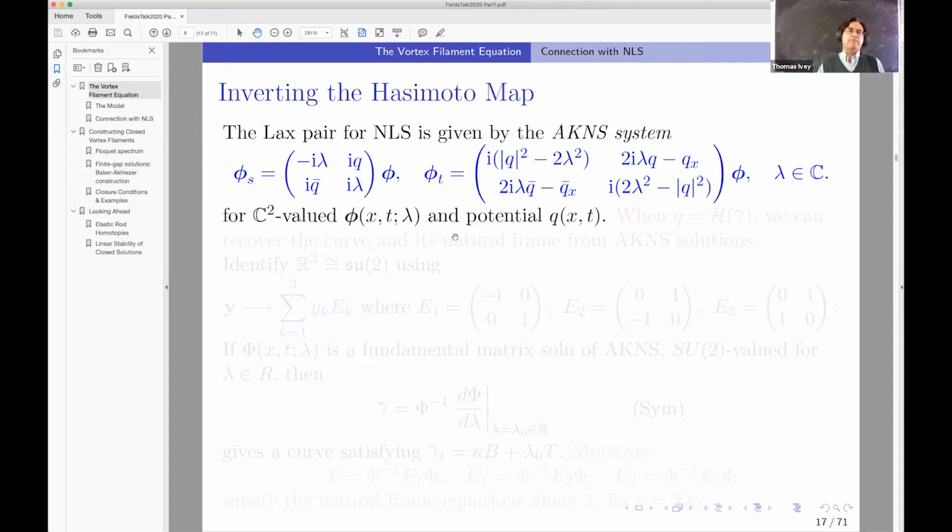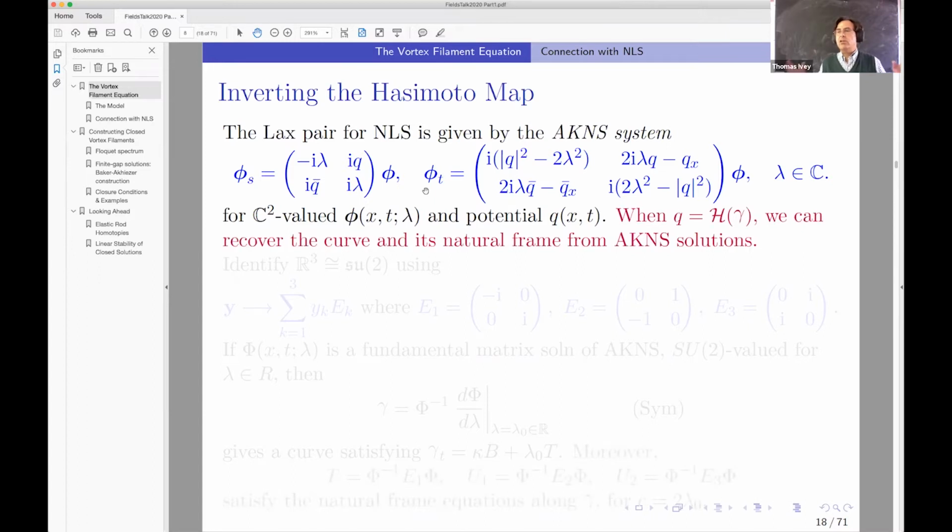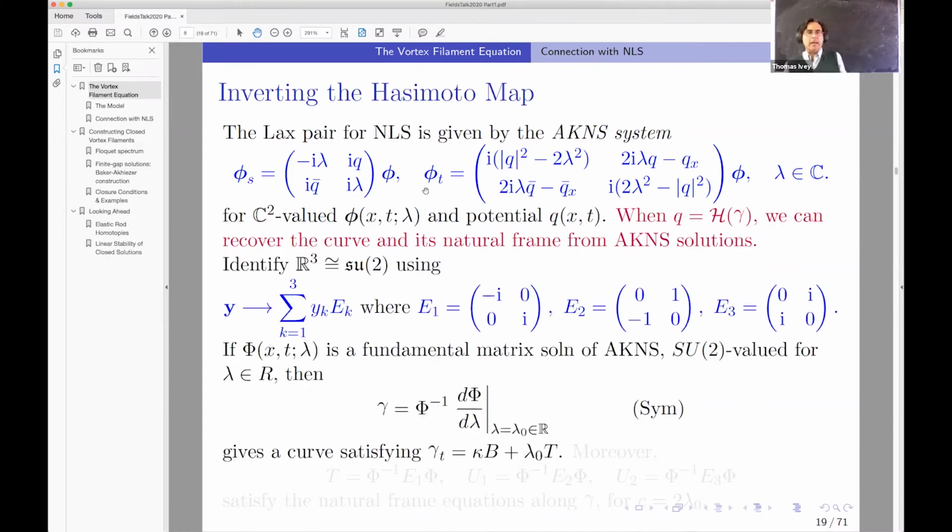So this is a system for a two-component vector-valued function of x, t and also the spectral parameter lambda. And this is compatible. This should be phi sub x here. This is compatible if and only if Q satisfies NLS. And now, when Q is in the image of the Hashimoto map, in other words, if it comes from a space curve, we can recover that curve and its natural frame from solutions to this AKNS system. So here's how you do it.